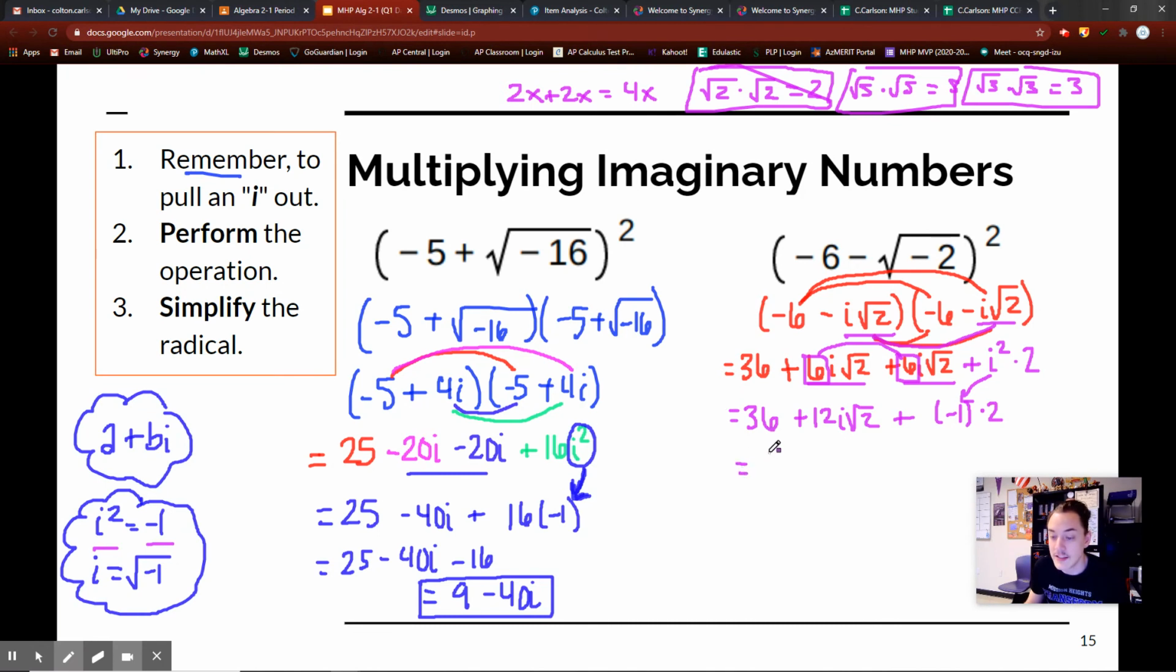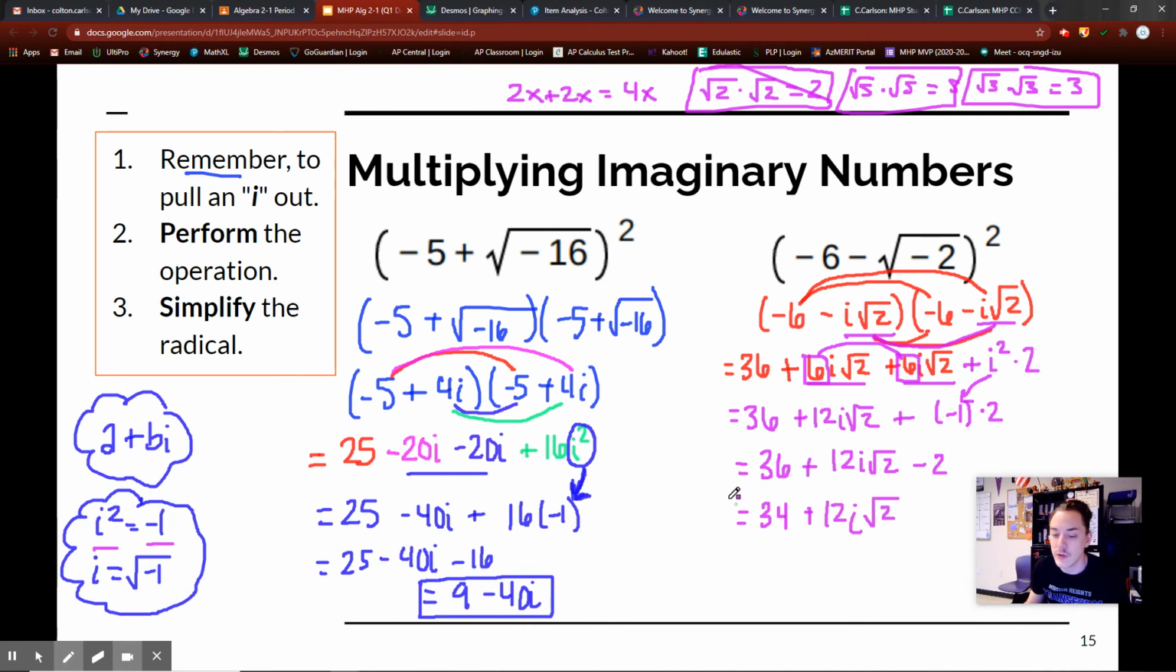Now, let's simplify this even more. This is 36. Not 32. 36. And then plus 12i, and then radical 2. And then this is minus 2. And then we simplify this. This is 34 plus 12i, and then radical 2.